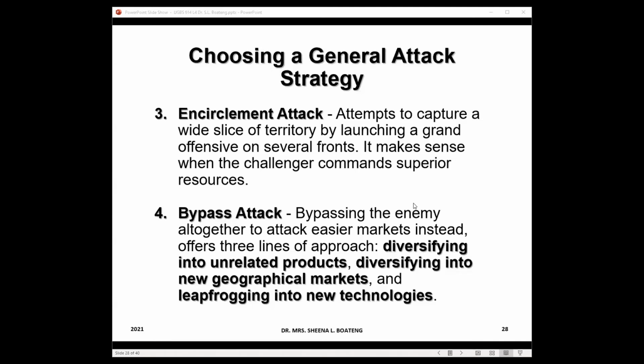Mary Joy, your hand is up. Please go ahead. Yes, please. I just want to find out, would you say the bypass attack is just like the mobile defense? Because they sound a bit the same to me, similar to me.